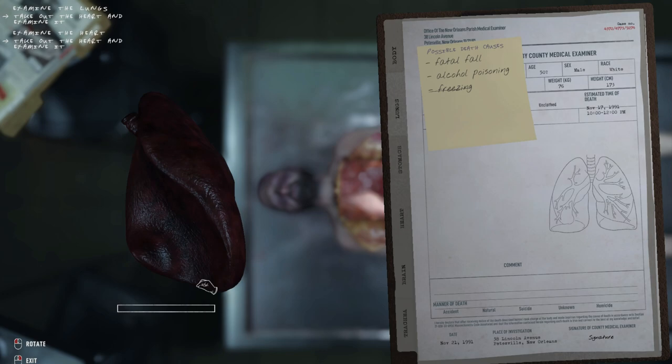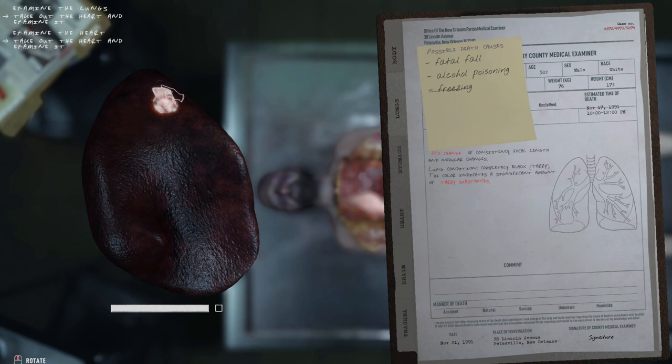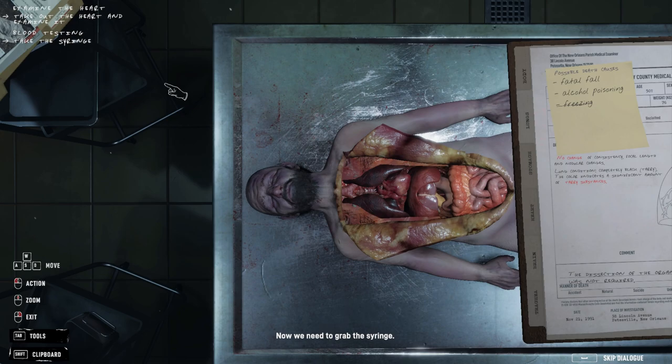The deceased smoked like a chimney. Let's take a closer look. We see widespread black and tarry deposits caused by smoking cigarettes. Despite the tragic condition of the lungs, they are not the cause of death. Now we need to go grab the syringe.